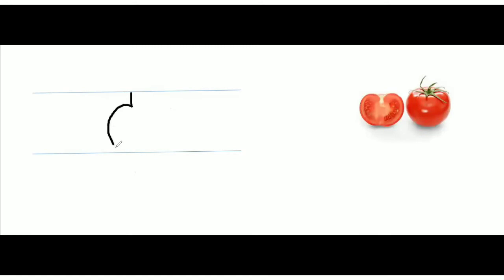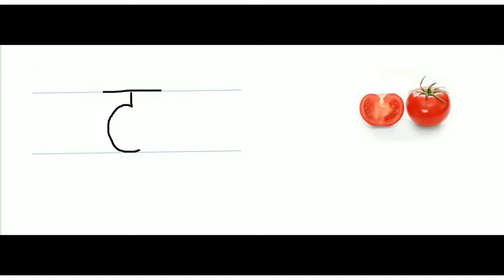The next letter after this is the letter T. A small standing line and a half circle, like a C curve, and a sleeping line on the top is the letter T. T say tamatar. Tamatar means tomatoes.